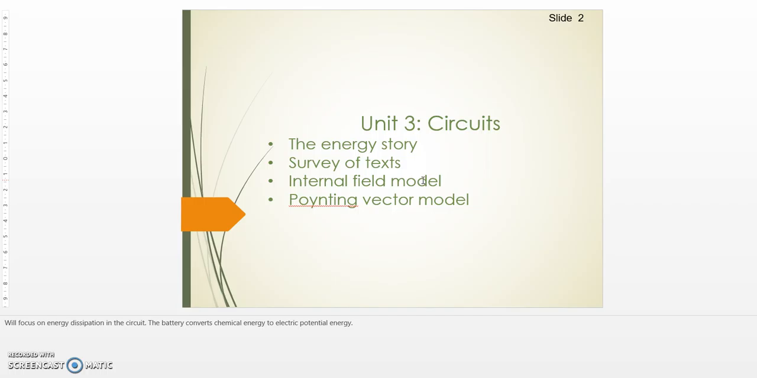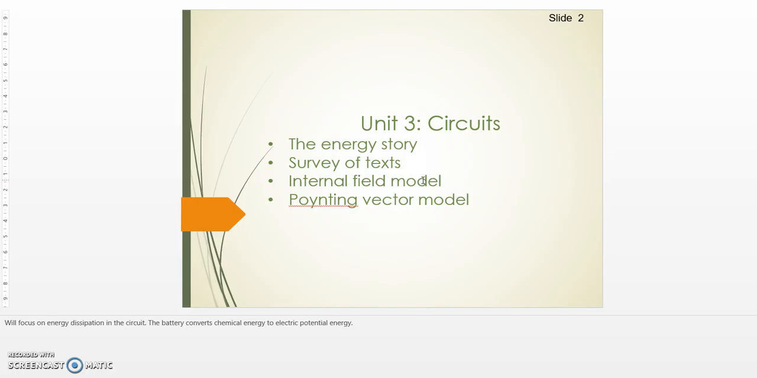The reason I'm doing this is because on reflecting on the modelling notes, I felt that the energy story was not as clear and explicit as I would have liked it to be. So I thought I'd look into it in a bit more detail. And when I did, I had a very big surprise.